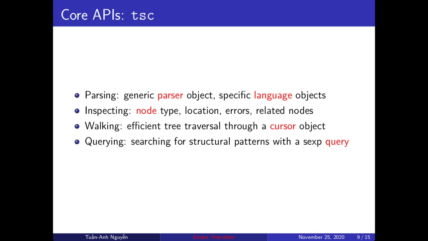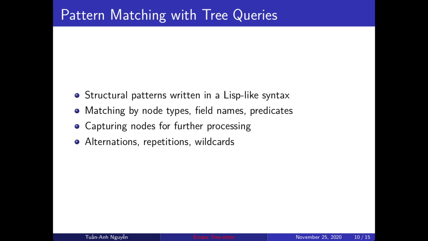Tree-sitter allows searching for structural patterns within a parse tree. It does so through a Lisp-like language. This language supports pattern matching by node types, field names, and predicates. It also allows capturing nodes for further processing. Let's try to see some examples.